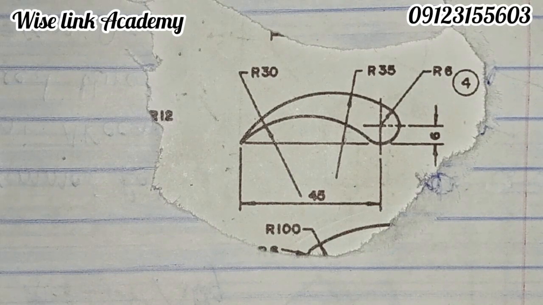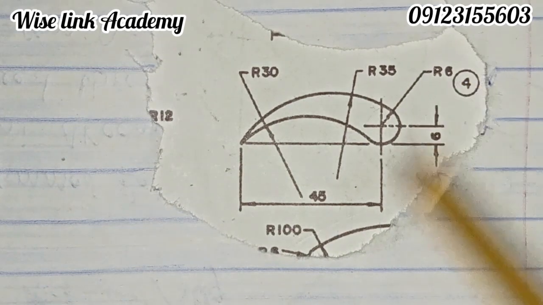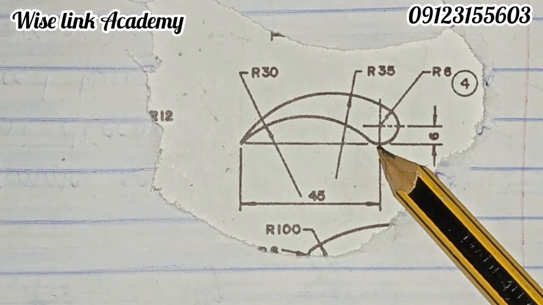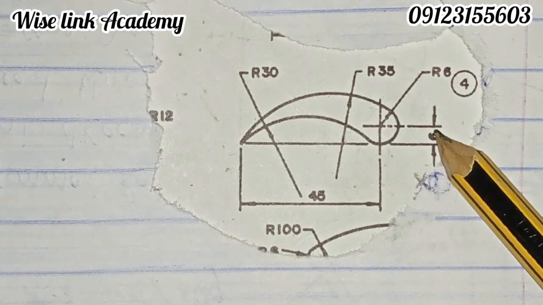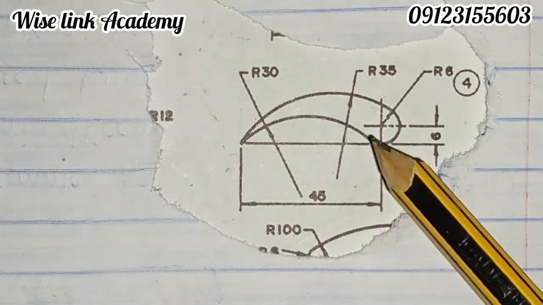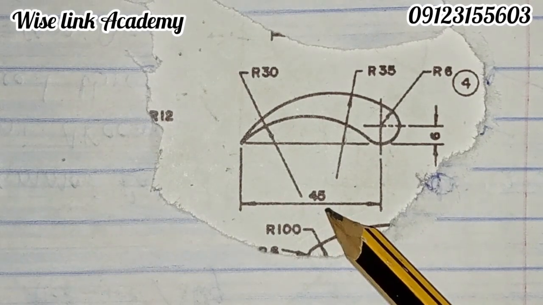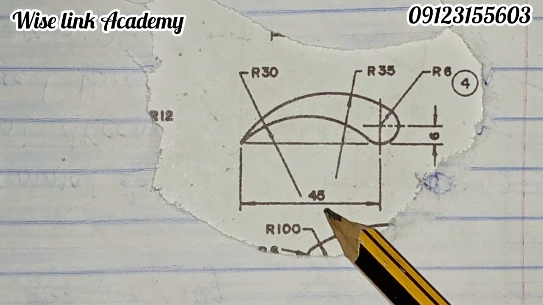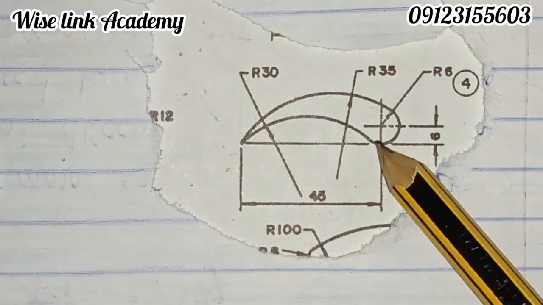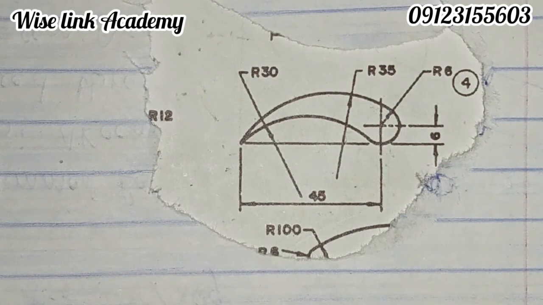What do we observe? There's a circle here, of radius 6, and before we draw this circle, we need to measure from this line up to here to be 6. So let's just start. The first thing to do is draw our horizontal line of 45 millimeter. That's 4.5 centimeter, isn't it? That's the first thing I'm going to be doing, to draw a horizontal line of 45. So doing that, I'll be having this.